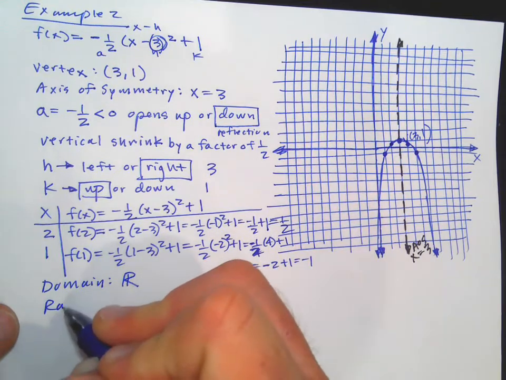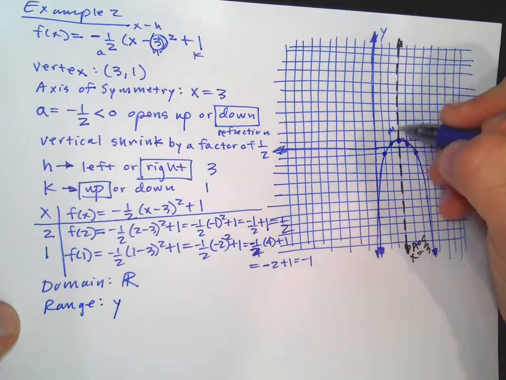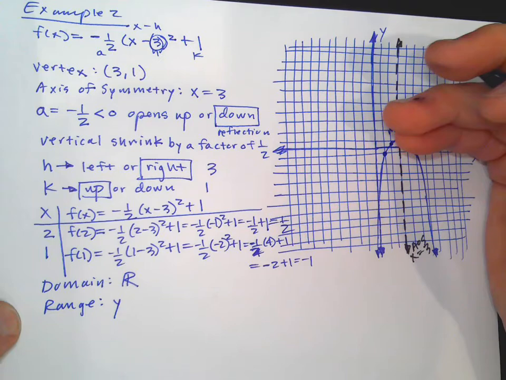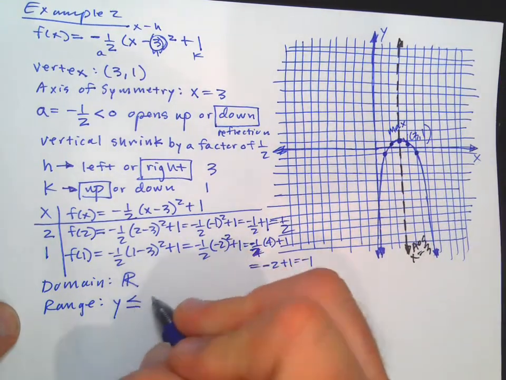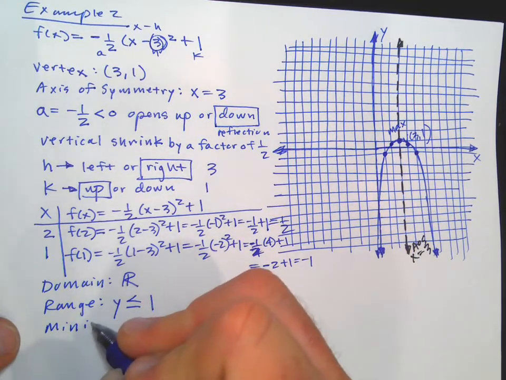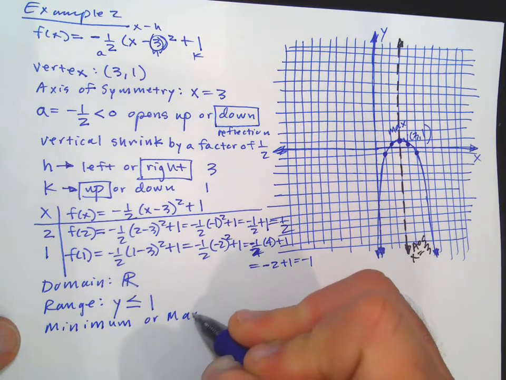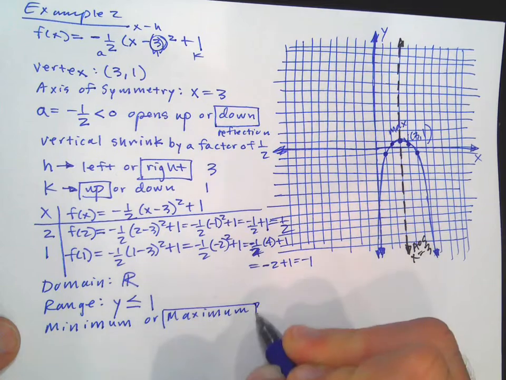The range is the y value. So this is a max right here, right? That's a high point because everything's below it. So the y values are going to be below or equal to that y value there. So y is less than or equal to 1 is your range. Minimum or maximum? It's maximum. The vertex is maximum.